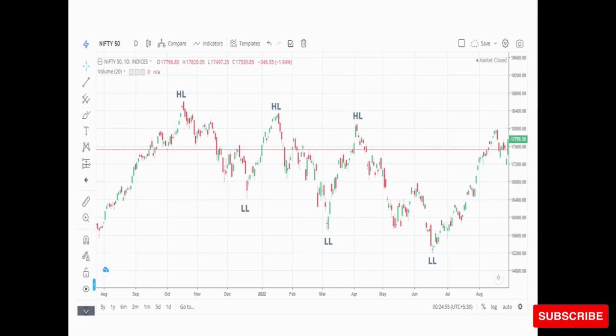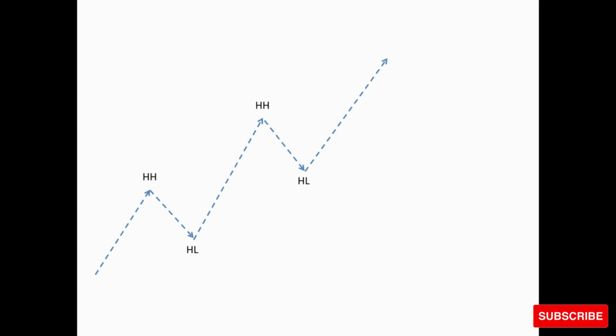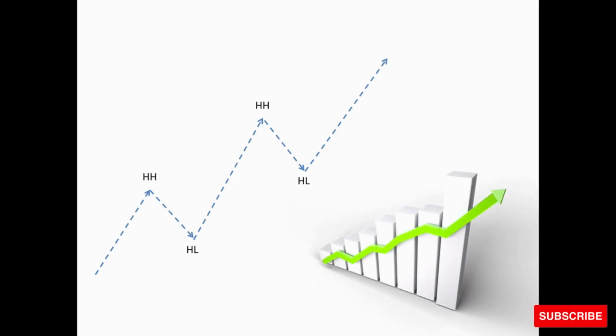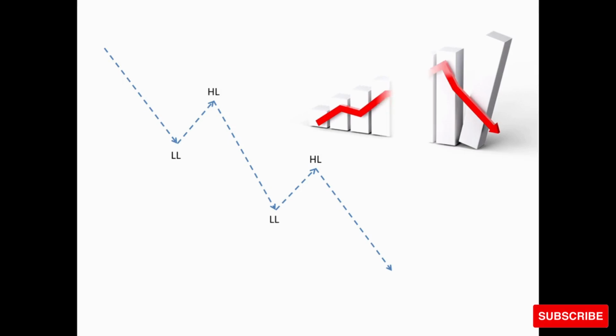Trending markets are easy to identify. Don't try to complicate your analysis. Use your brain and see what the market is doing. If it is doing a series of higher highs and higher lows, it is simply an uptrend market, and if it is making a series of lower highs and lower lows, it is obviously a downtrend market.